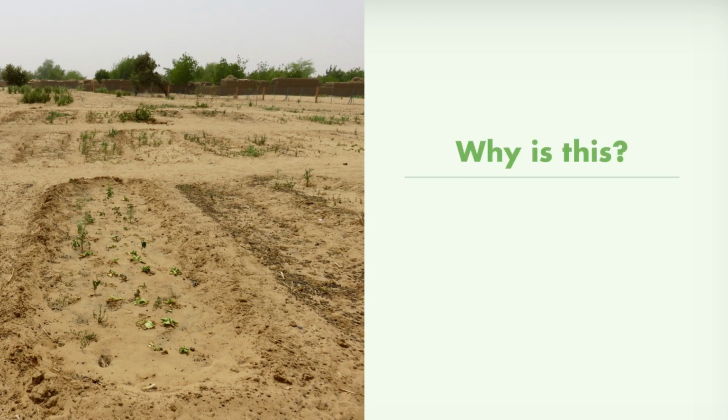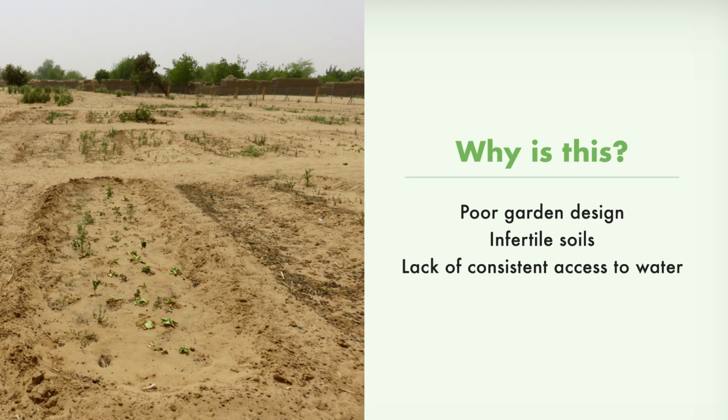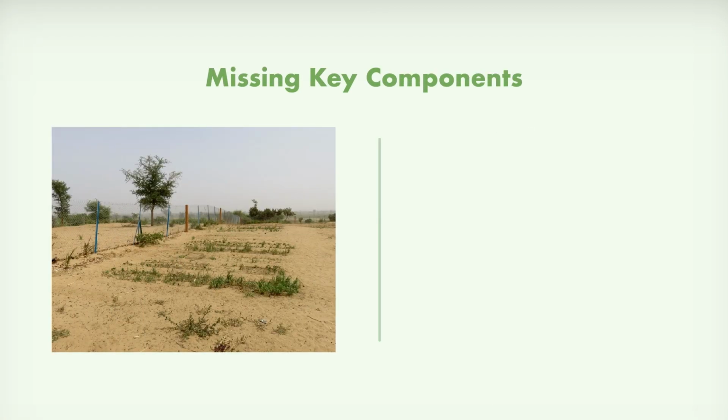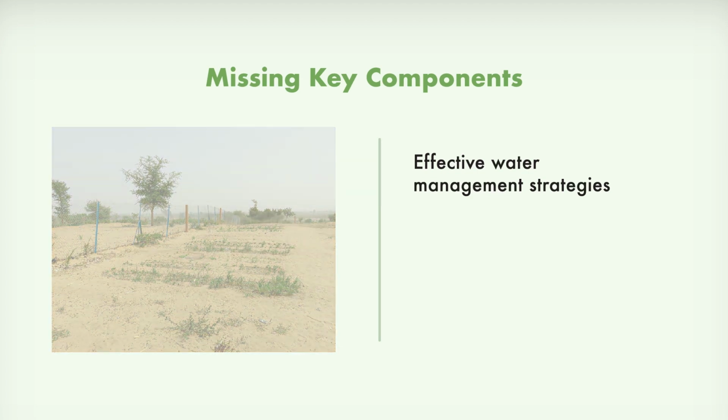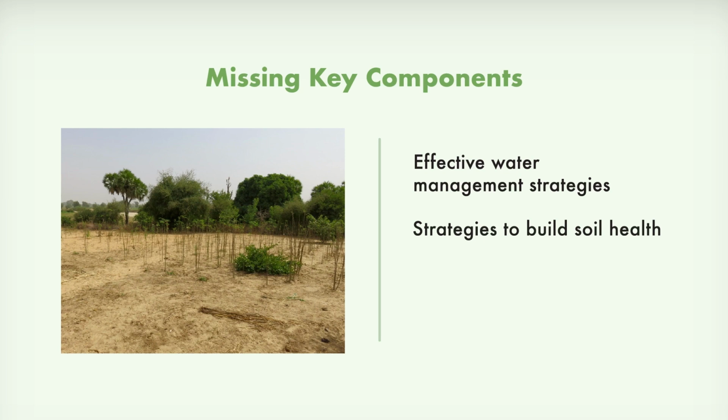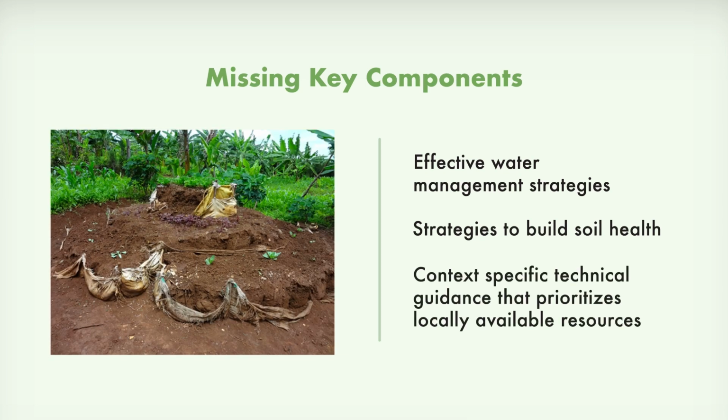Why is this? Well, many home garden projects fail to address the fundamental reasons for low garden productivity in the first place: poor garden design, infertile soils, and a lack of consistent access to water. Typically, the following key components are missing from home garden projects: effective water management strategies, particularly strategies for dry season production, a focus on building healthy soils, and context-specific technical guidance for households that prioritizes locally available resources.